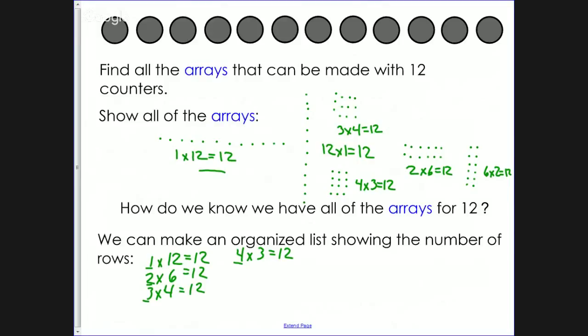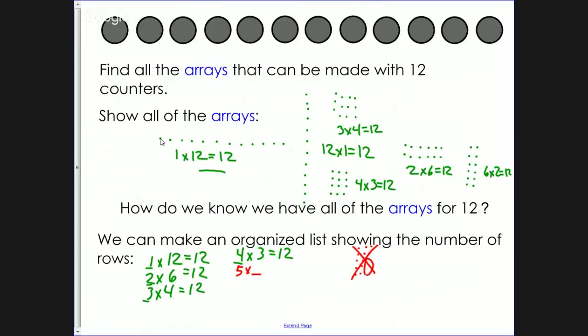Question is, can I use 5? Can I create an array that has 5 rows and get to 12? If we try that, 5 plus 5 is 10, and 2 more would be 12. Well, that's not a complete array because we are missing 3 here to complete the array, and yet that would take us bigger than 12. So we can't have 5. So 5 times nothing equals 12. So we can't use that one.